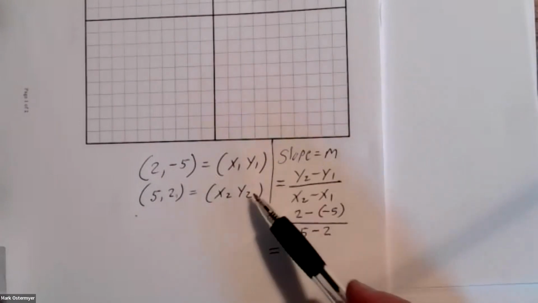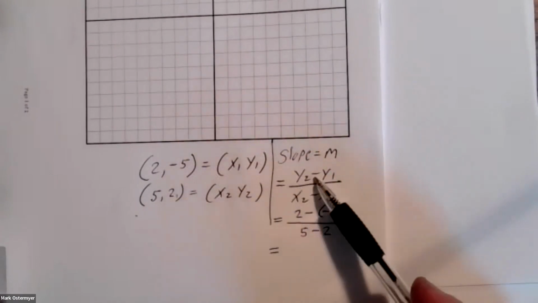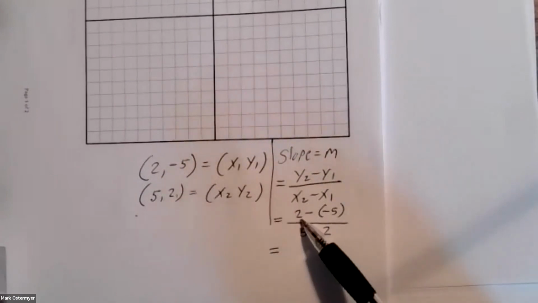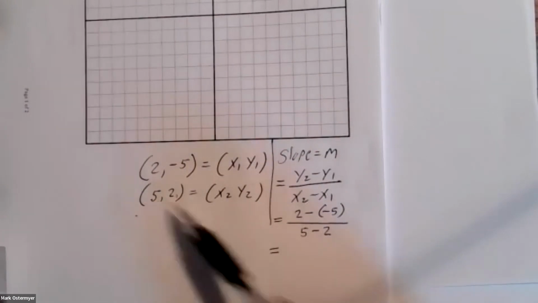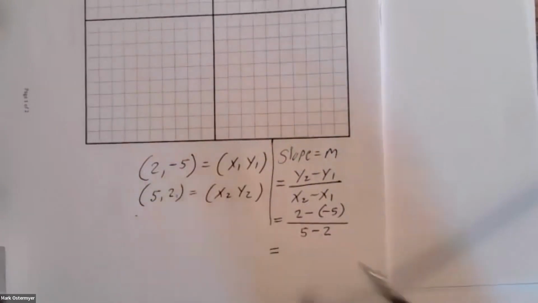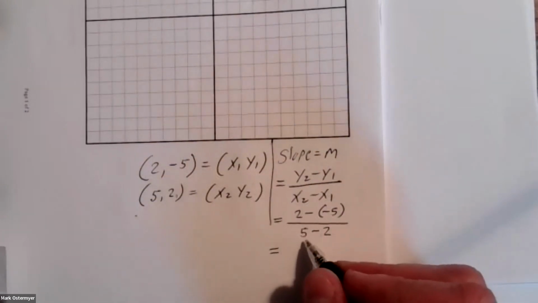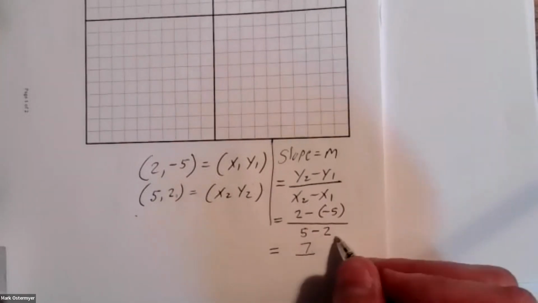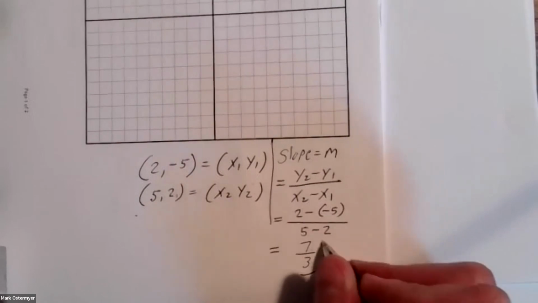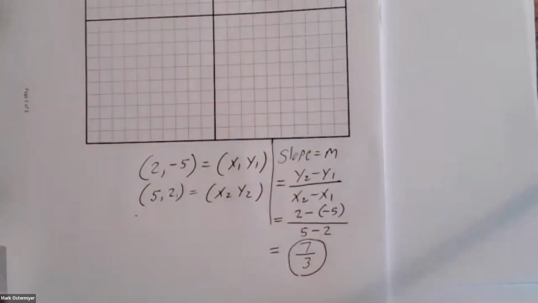So my y2 is going to be 2, subtract y1 being -5, over x2 minus x1. x2 is going to be 5, minus x1 is 2. Hence, it looks like our slope is going to be 2 subtract the -5 is 2 plus 5, which is 7. 5 minus 2 is 3. So the slope of this line looks like it's going to be positive 7/3.